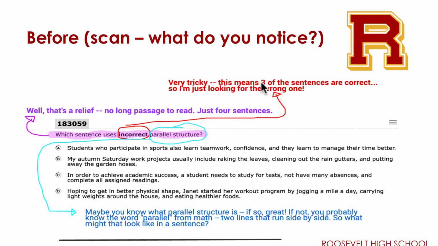So here's our question. You can have this out on your screen so you can look at it as well. And I want to notice what I notice. And what I notice is there's no long passage to read, just 4 sentences. And the other thing I notice is that the question asks which sentence uses incorrect something. So that means 3 of these sentences are correct and only 1 is wrong. So I'm feeling pretty good about this type of question. And all of these have you click whichever one is wrong.